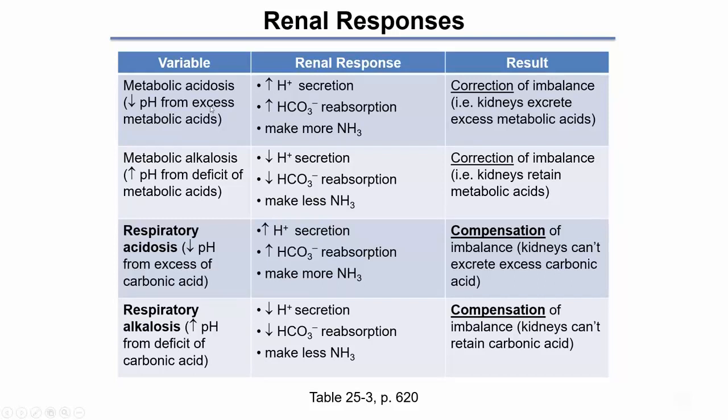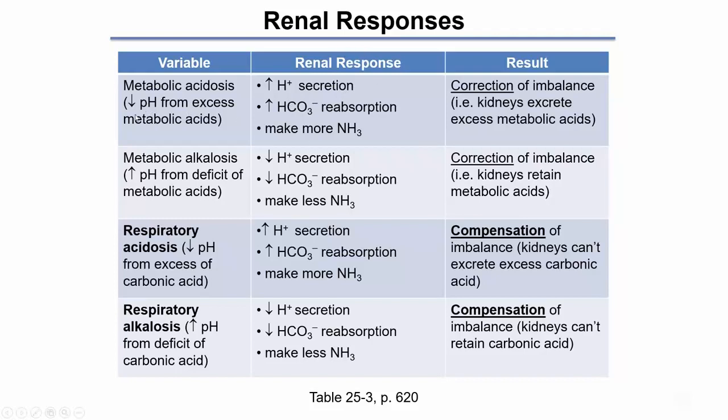So if you have lactic acidosis, for example, well, the kidneys can start secreting out all the acids. The kidneys can also reabsorb more bicarbonate. Why do you want to reabsorb more bicarbonate? To buffer the acid, right? Remember, bicarbonate is a buffer. And then you also make more ammonia to also buffer the H plus that's secreted into the tubules in urine eventually. So that's a renal response.